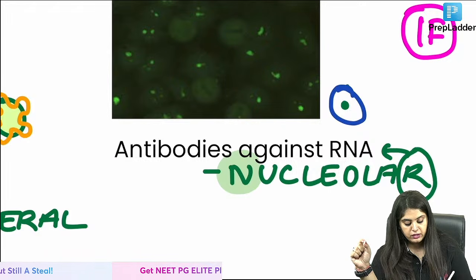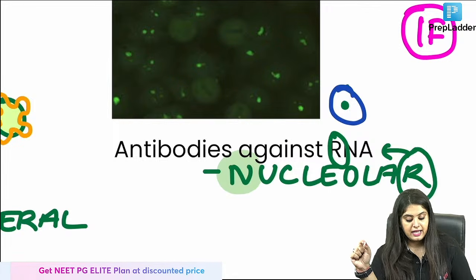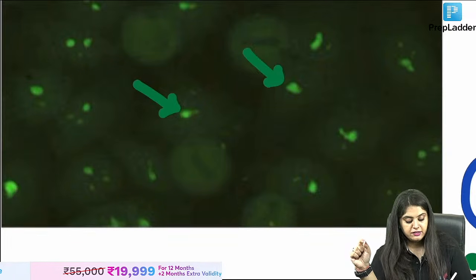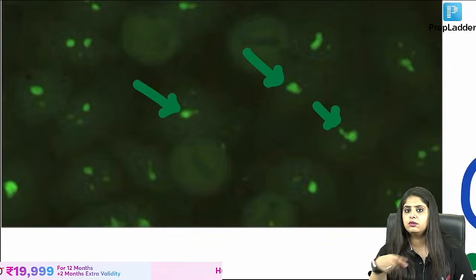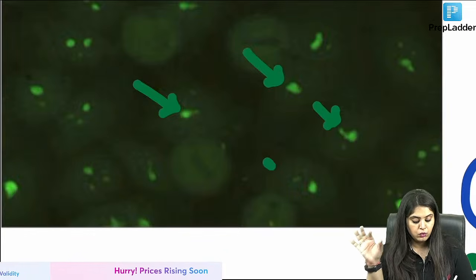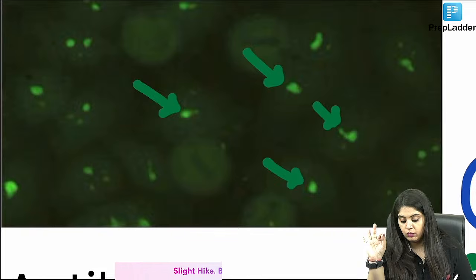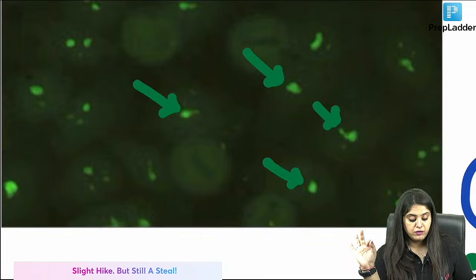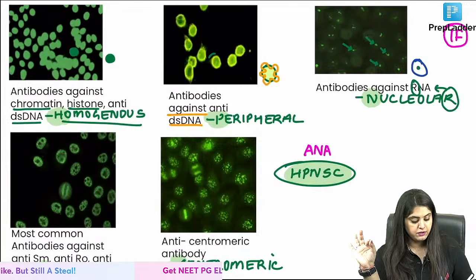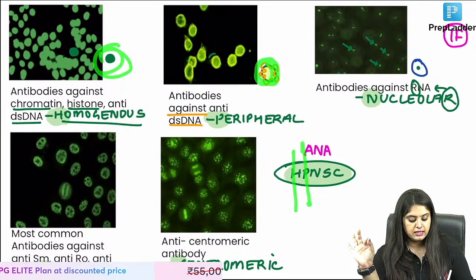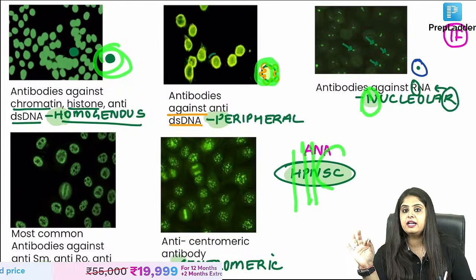Nucleolar pattern is going to be against RNA. And if I zoom into this, you will notice that in nucleolar, ma'am, the nucleus is not highlighted. Nucleus gone. Only inside it I can notice one dot. That is known as the nucleolar pattern. Now moving on to what all have you done? Giving you a recap. Homogeneous done, then peripheral done, then nucleolar done. Now you're left with 2.